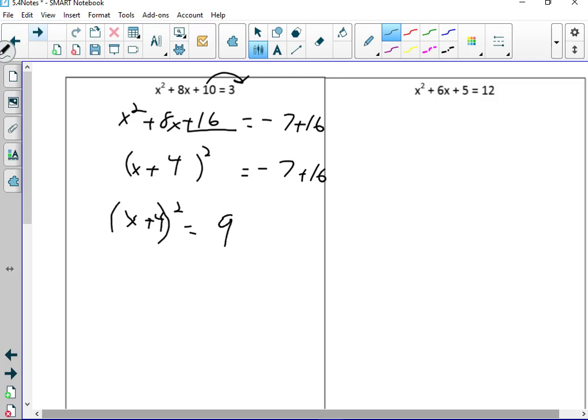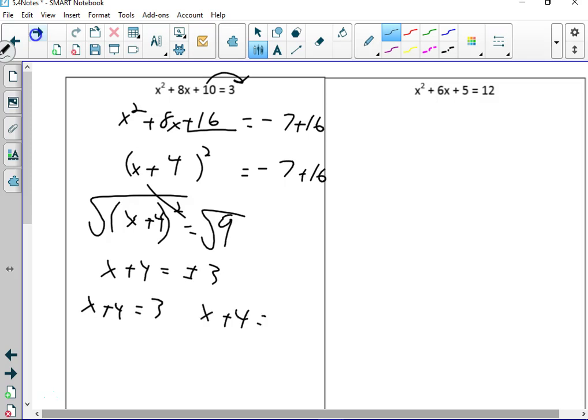And now we square root both sides. That cancels. We end up with x plus 4 equals plus or minus 3. And now we're going to break it off in those two separate problems. X plus 4 equals positive 3, and x plus 4 equals negative 3. To get x by itself, we're going to subtract 4. 3 minus 4 is negative 1. Negative 3 minus 4 is negative 7. And those are our two answers. Negative 1 and negative 7.